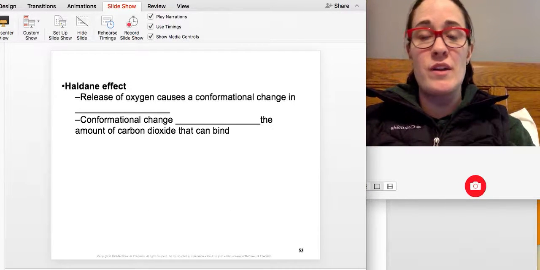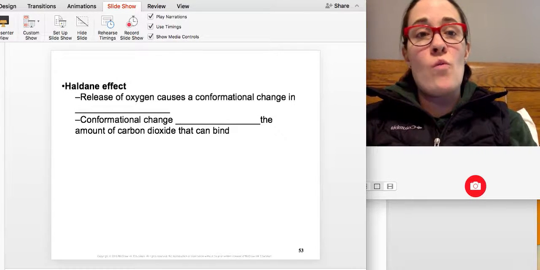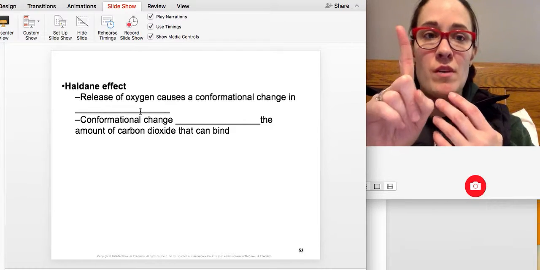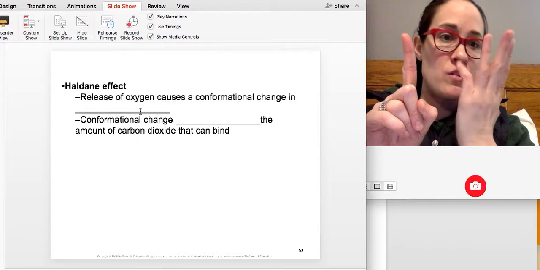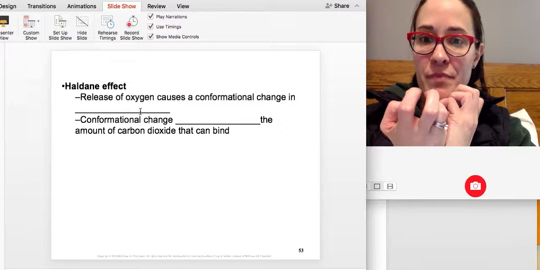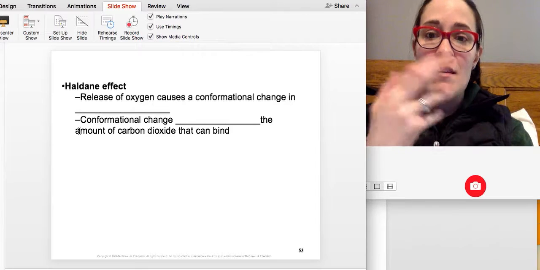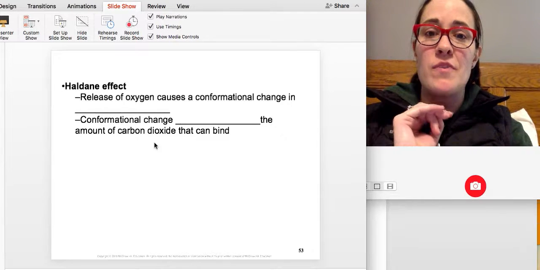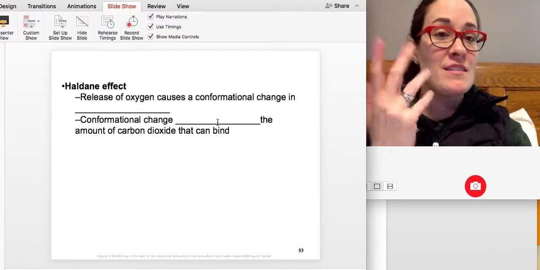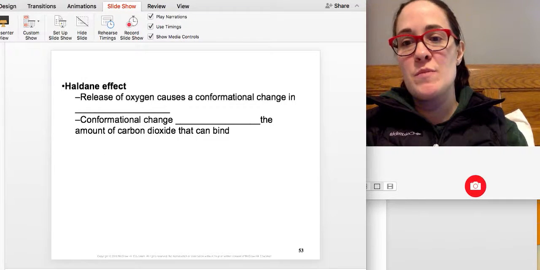The next effect we're going to talk about is called the Haldane effect. When oxygen is released, so hemoglobin has oxygen, when it starts releasing oxygen, hemoglobin changes shape. So, a conformational change in hemoglobin. This change of shape of hemoglobin increases the amount of carbon dioxide that can bind because more oxygen is being released.